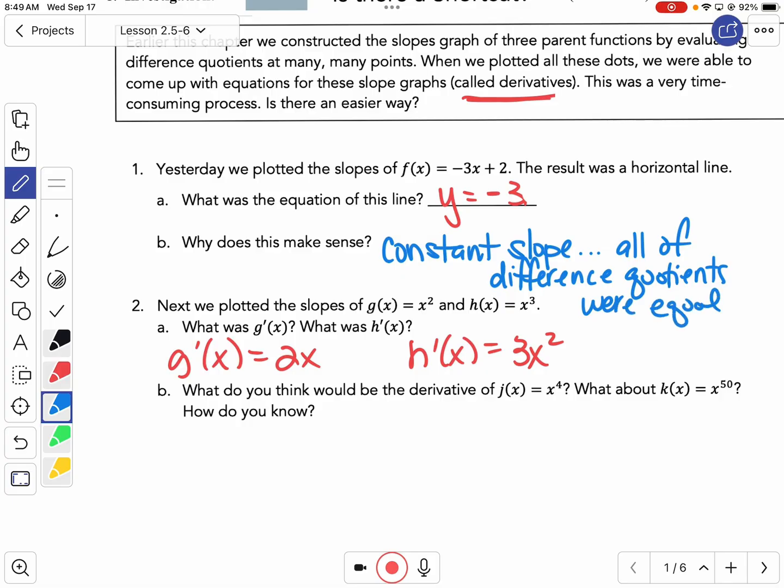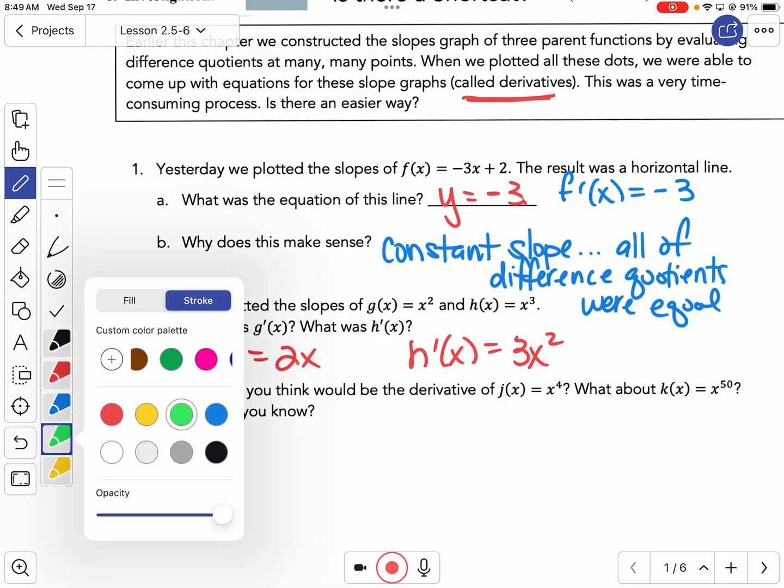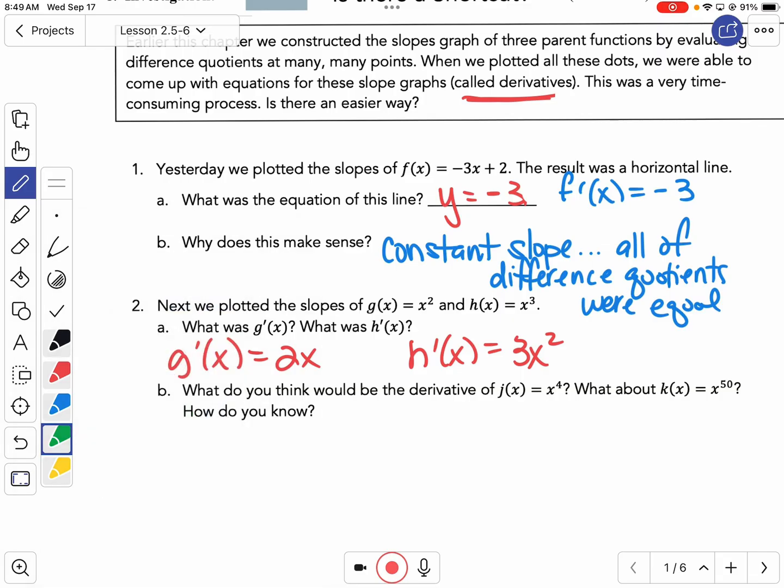Okay, and so then we did x squared and x cubed, and our derivatives became 2x and 3x squared. So just looking at those patterns, for those three, remember the equation of that line would be the same thing as f prime of x was negative 3. What's your best guess in terms of what the derivative of x to the fourth might be? It's okay if you're wrong. What do you think? 4x to the third. That's actually 100% correct. Okay, 4x to the third.